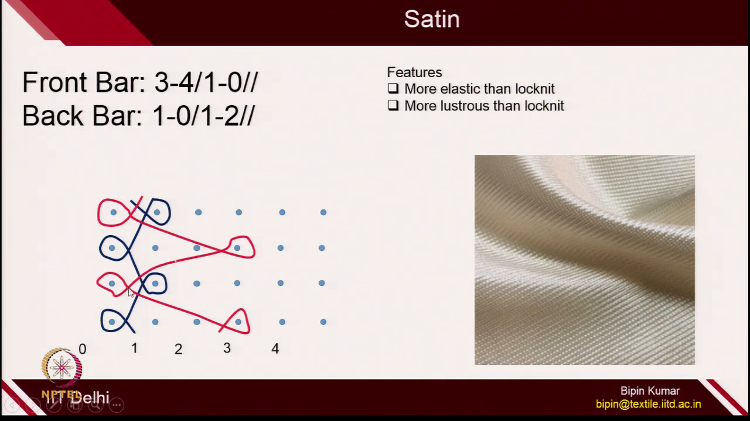Naturally, when you have long underlap, there will be very high strain on the needles. So, we usually avoid more than 5 underlaps in any warp knitted structure.